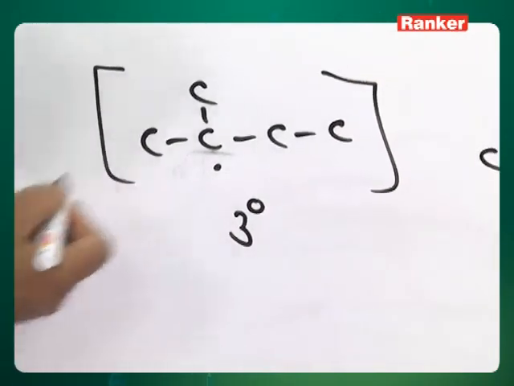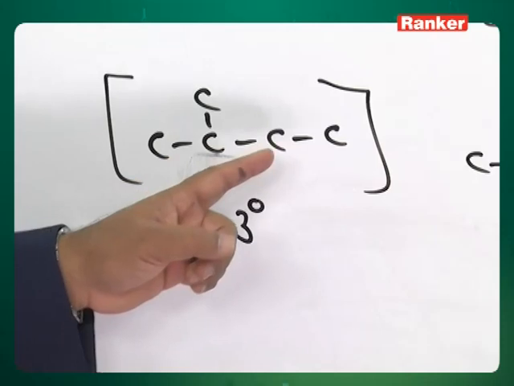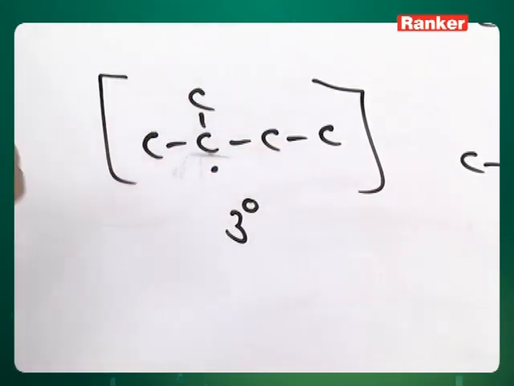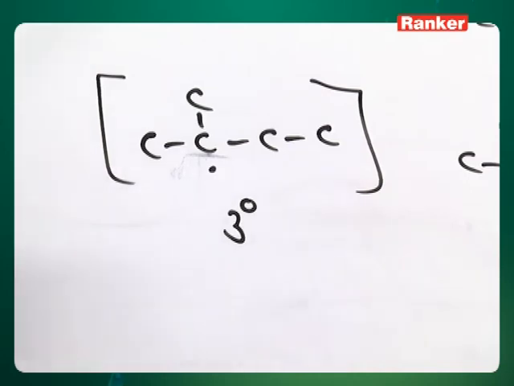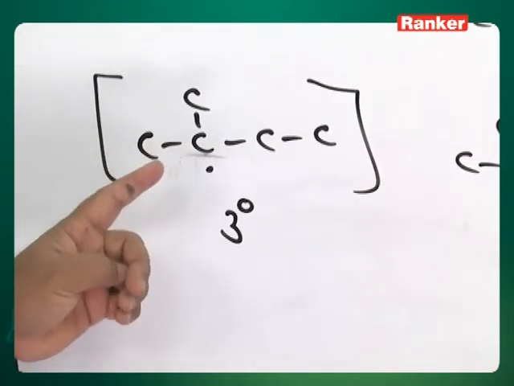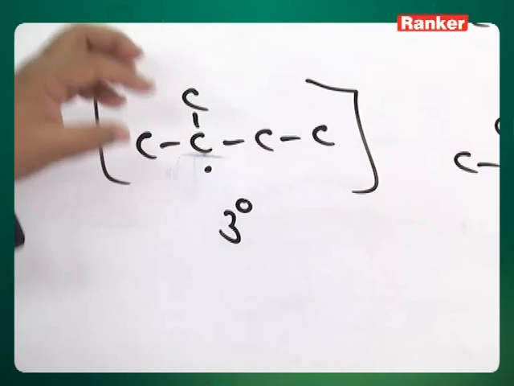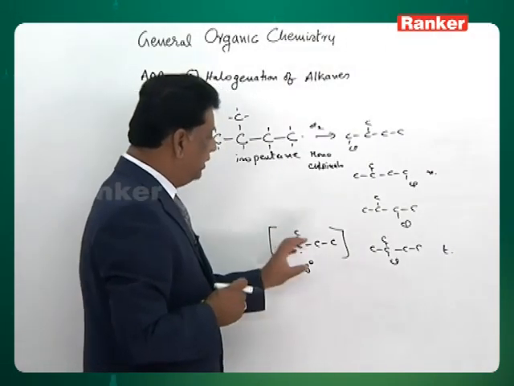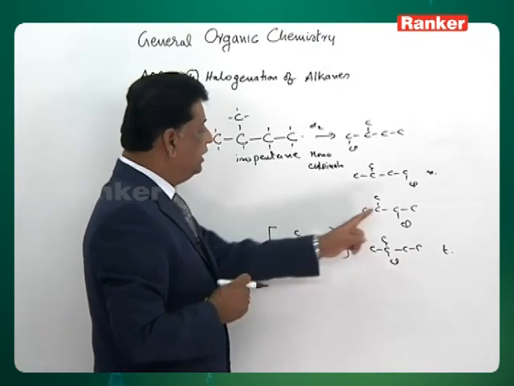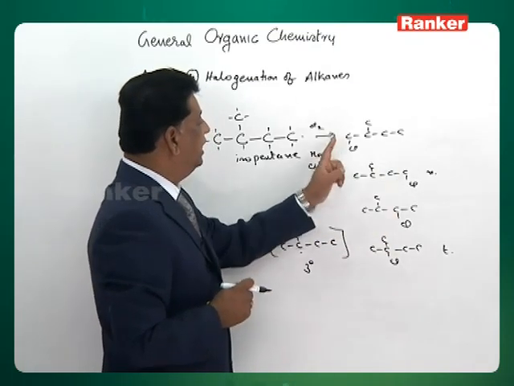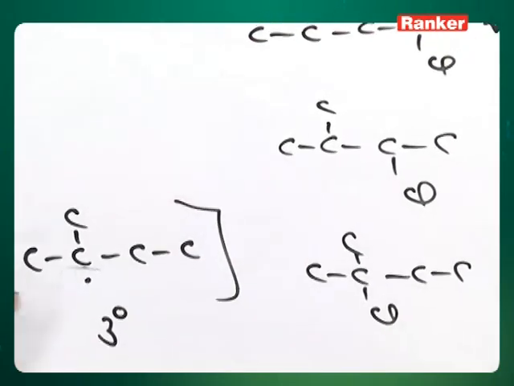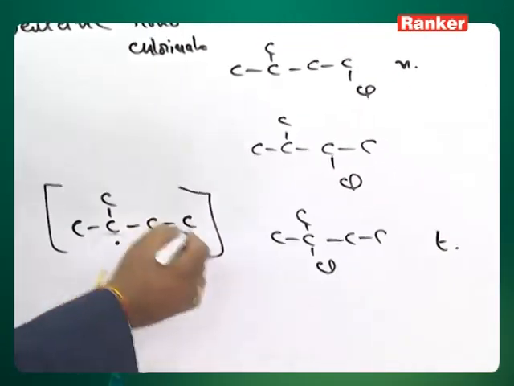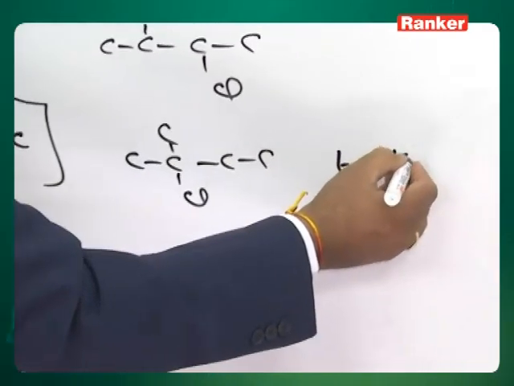This is the intermediate for the last compound, which has a 3 degree nature. That means the electron deficiency is compensated from 3 sites; 3 alkyl groups are donating a small electron density. So, there is more satisfaction of the deficiency, and it will give the most stable intermediate, the 3 degree one. Here it is only 2 degree, here it is 1 degree, here it is 1 degree. So, this is the only one which gives a 3 degree, the most stable one.